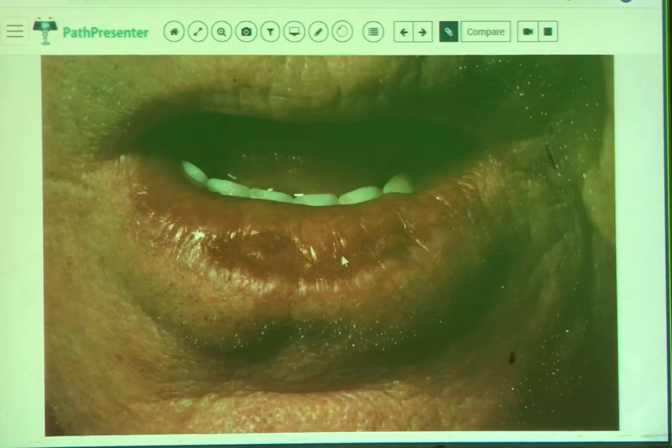So we're looking at the lower lip with an ulcerated area, hyperemic. Yeah, very good. With rolled up edges? Kind of, yeah, it has that appearance. And it's well demarcated.